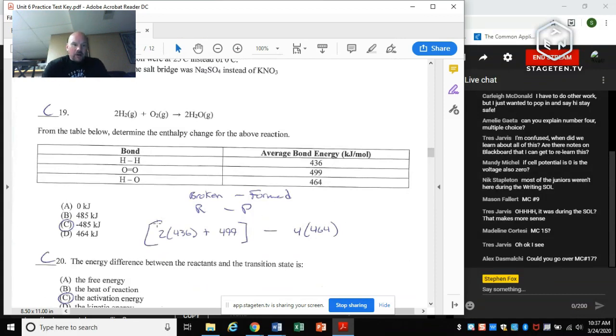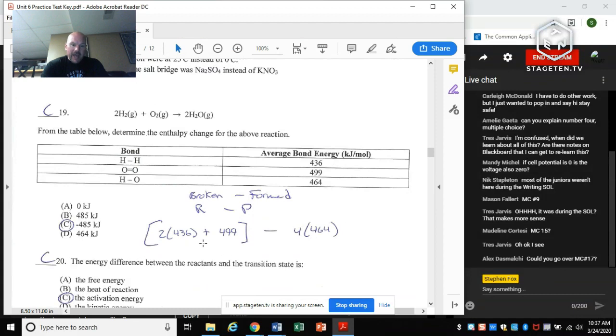Okay, so 2 times 436. Why did I do that? Because I have 2 hydrogen-hydrogen bonds. How do I know I have 2 hydrogen-hydrogen bonds? Because of the coefficient. So it's 2 times those bonds, plus 1 oxygen-oxygen double bond, 499.